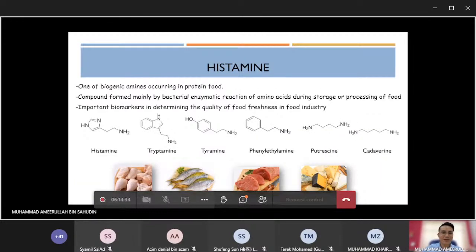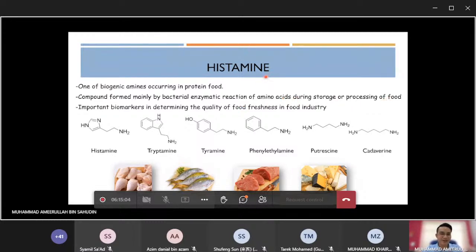So, what is histamine? Histamine is one of the biogenic amines occurring in protein food, for instance chicken meat, poultry, fish, beef, and any protein food, including dairy products such as cheese and milk. Histamine is mainly formed by bacterial enzymatic reaction of amino acids during the storage or processing of food.